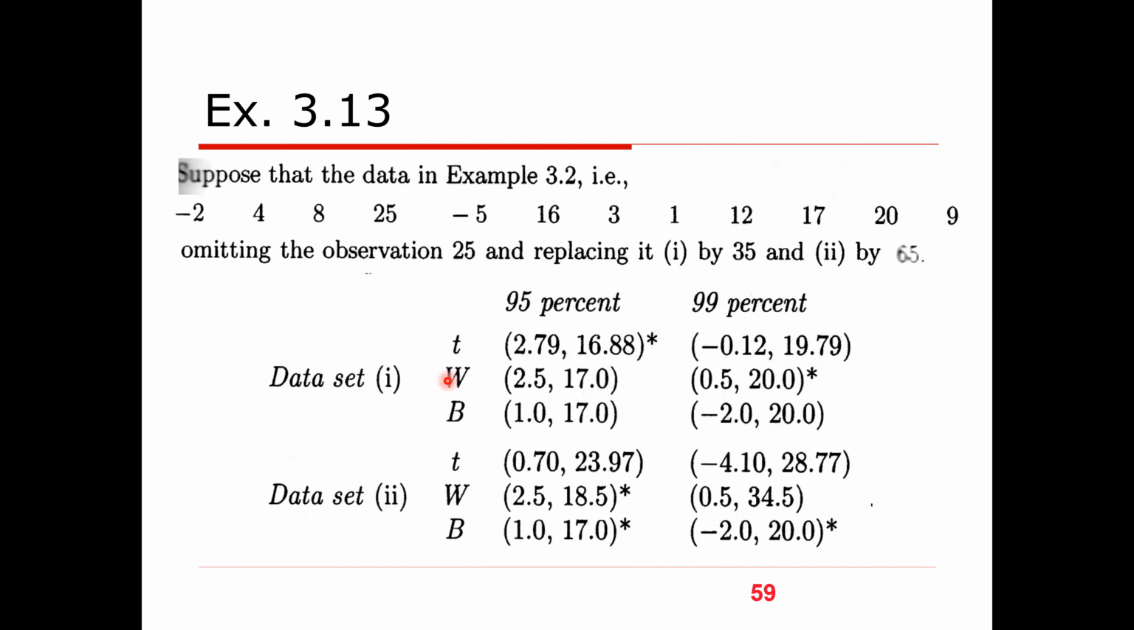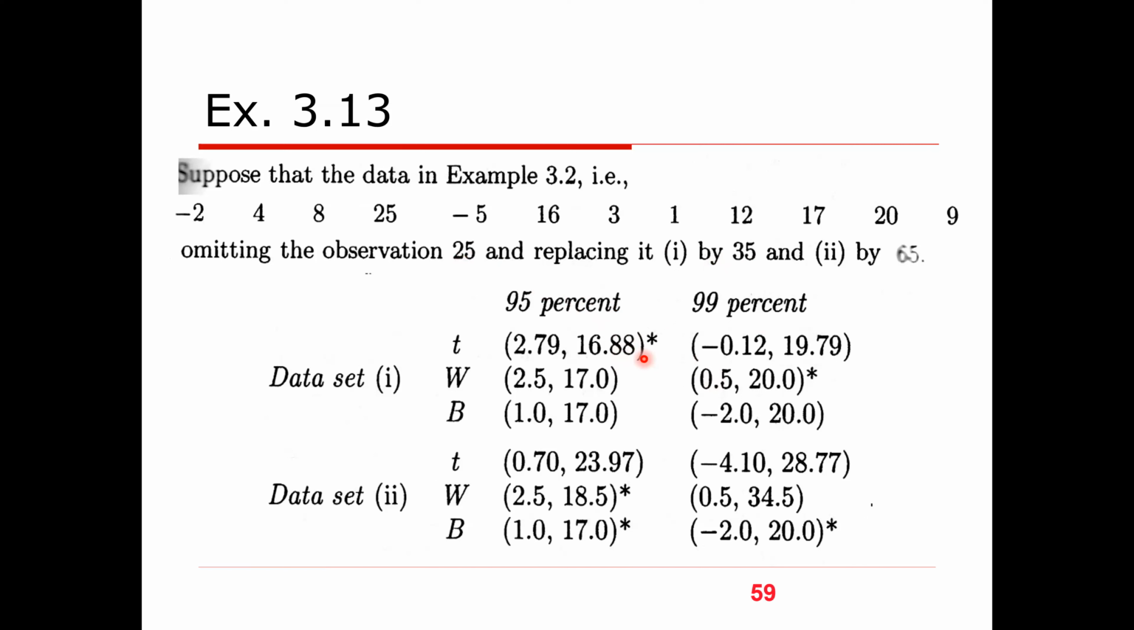Again, using t-test, Wilcoxon, and binomial. Let's see the difference. So our confidence intervals for the t-test blow up pretty radically on the 95%, right? And they shift quite a bit to the right because of this extreme 35, right? Larger than 25, so shift right.